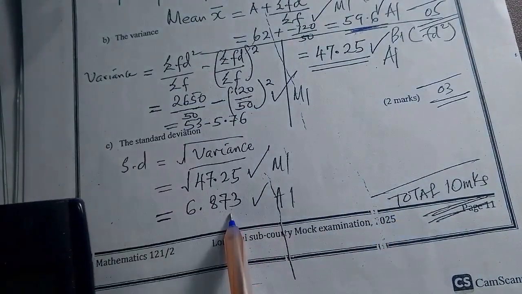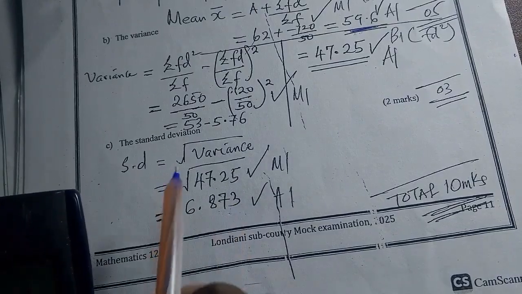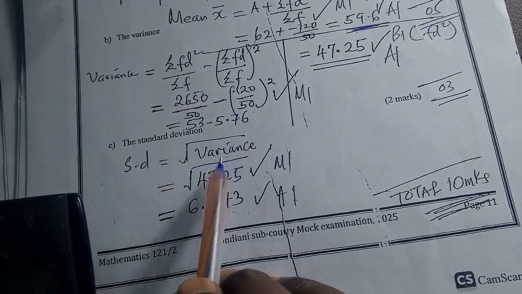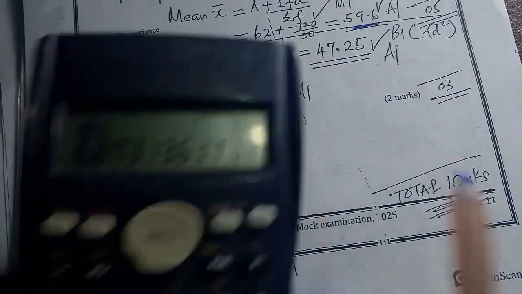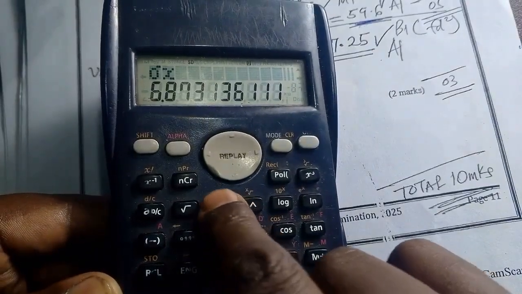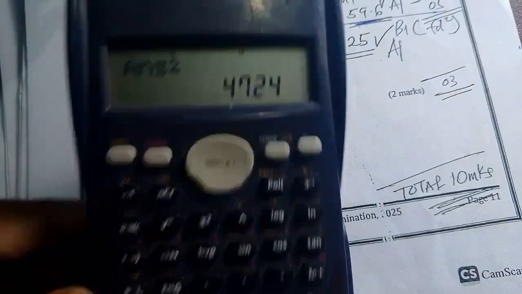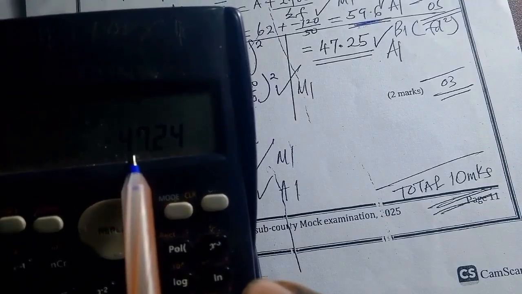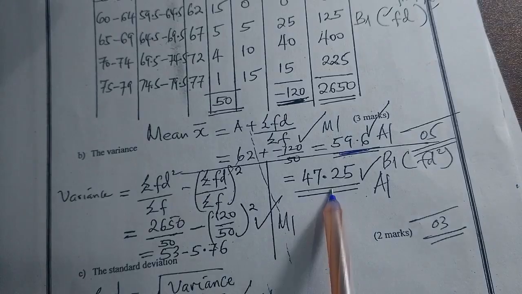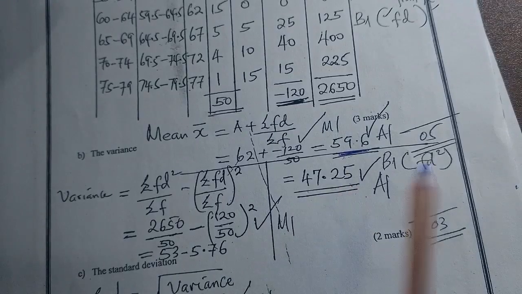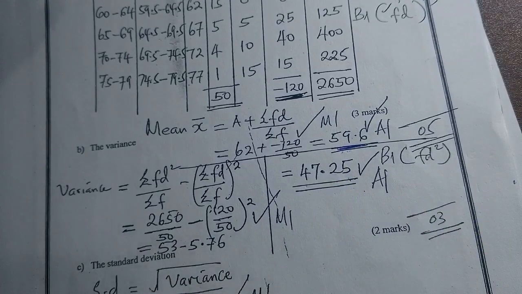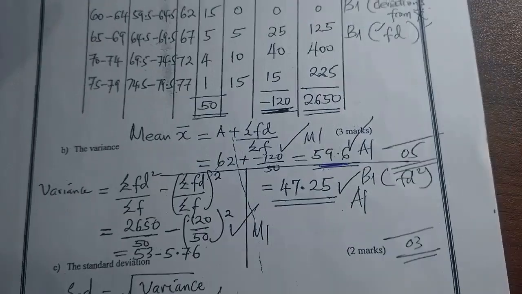We know that standard deviation is the square root of variance. So to get the variance, you square the standard deviation. If you square this, the answer is the variance. The variance is 47.24, which is 47.25. You see? Now that's how you confirm that you have done the correct thing in statistics.